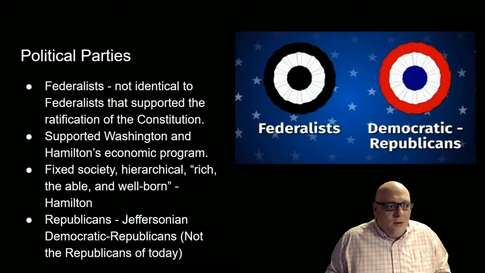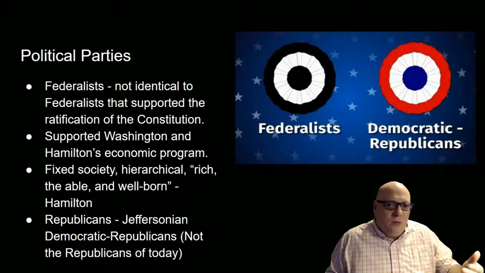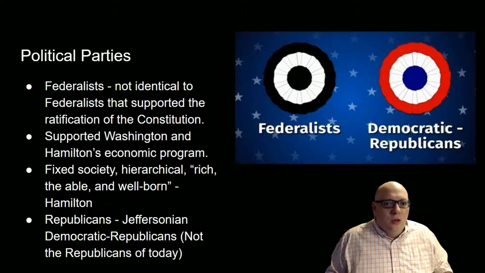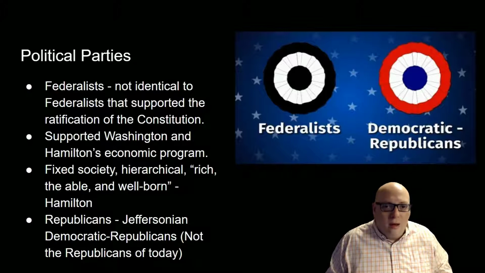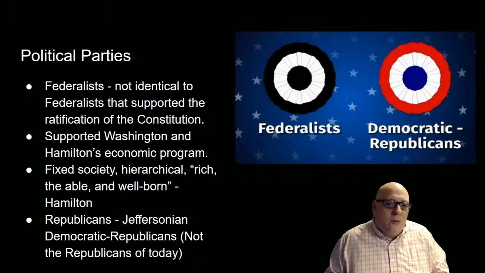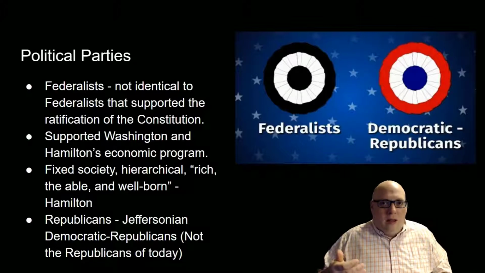One big difference here is that during the ratification of the Constitution, the Federalists included James Madison. During the 1790s, James Madison is absolutely not a political party Federalist. He is going to be called a Republican, or rather a Democratic Republican, aligned with Thomas Jefferson.